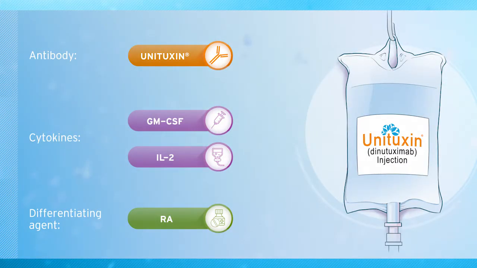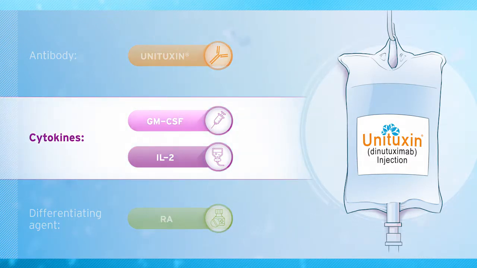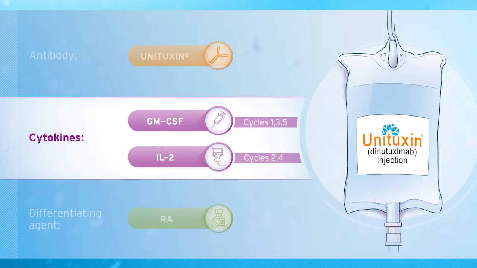Based on their ability to stimulate the body's immune system in different ways, cytokines, GM-CSF, and IL-2 were included as part of the treatment regimen with Unituxin. GM-CSF is given with Unituxin in cycles 1, 3, and 5, while IL-2 is given with Unituxin in cycles 2 and 4.